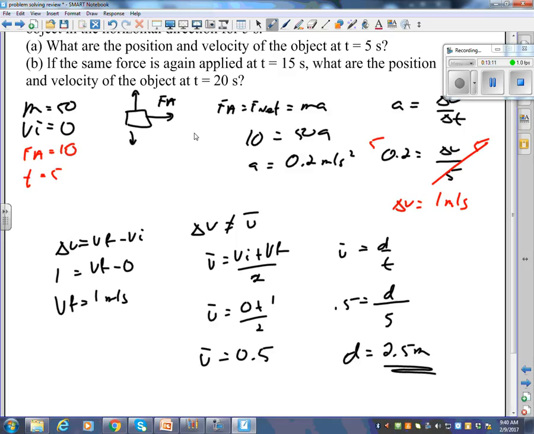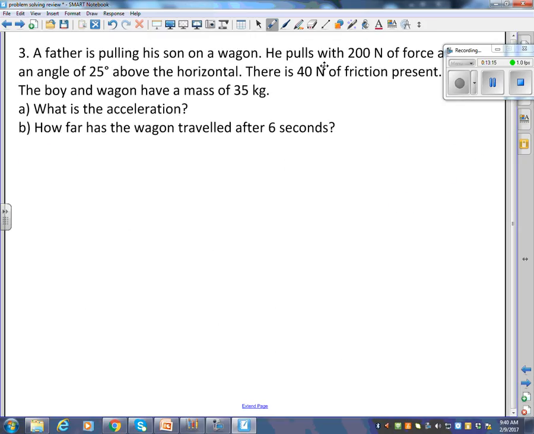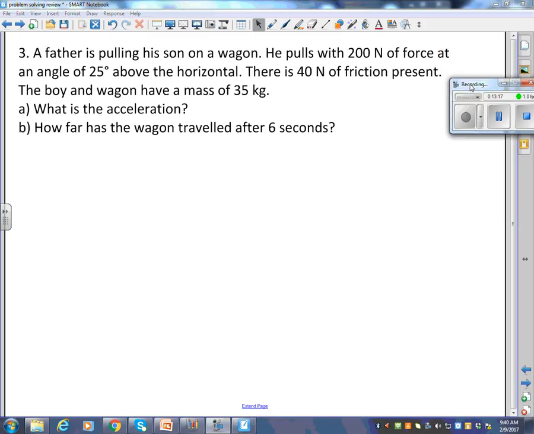Yeah, are we good there? Does this work well, trying it on your own? Well, this one's kind of tricky. How about I get you started on this one a bit? For the people that haven't done physics for a while, or ever, a father is pulling his son on a wagon. He pulls with 200 newtons of force at an angle of 25 degrees above the horizontal. Is this just screaming out, draw a picture? It should be.